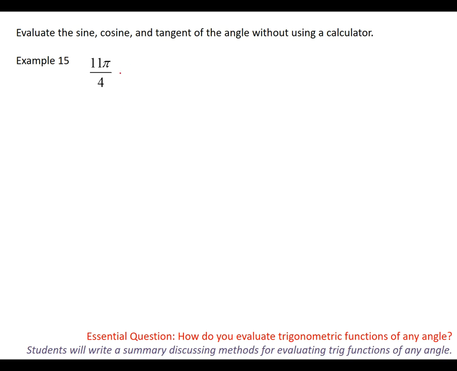Now look at 15 before you do 14. Is 11 pi over 4 on your unit circle? No. How do I get it on the unit circle? Subtract 2 pi. Over 4, what's 2 pi look like? 8 pi over 4, and we end up with 3 pi over 4. So what you need to do now is, for both 14 and 15, find the sine, the cosine, and the tangent. Okay, I'm going to give you 2 or 3 minutes to do those 2 problems right now.